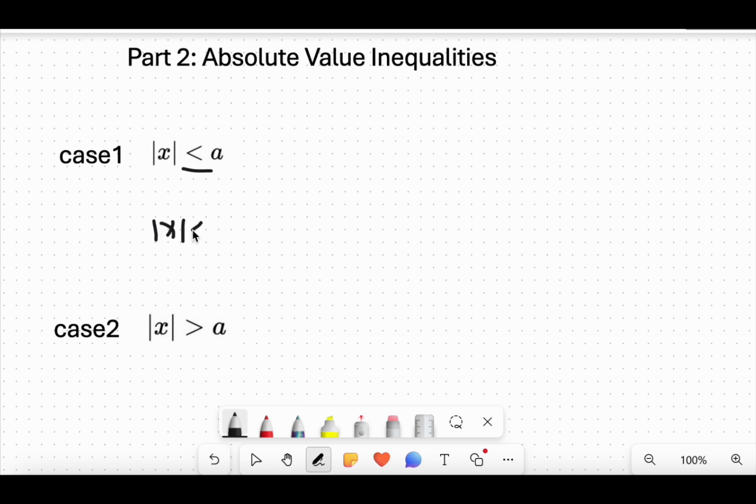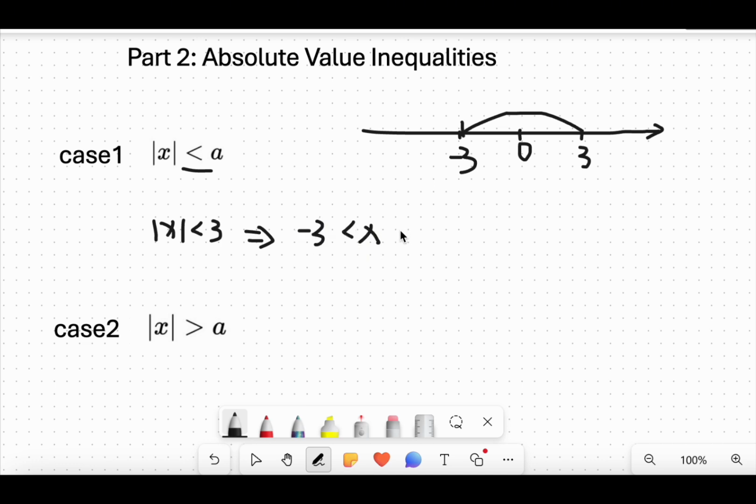If the absolute value of x is less than 3, we can draw a picture. Here is 0, here is 3, here is negative 3. So if the distance between x and 0 is less than 3, it is within minus 3 and 3. So we get x is greater than minus 3 and x is less than 3. So here a is 3, so in the first case we get x is greater than minus a and less than a.